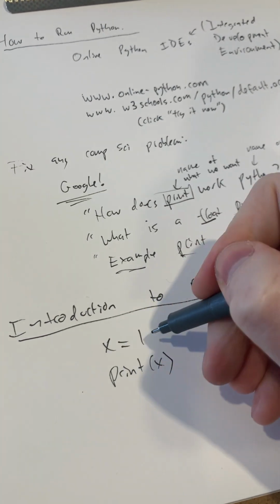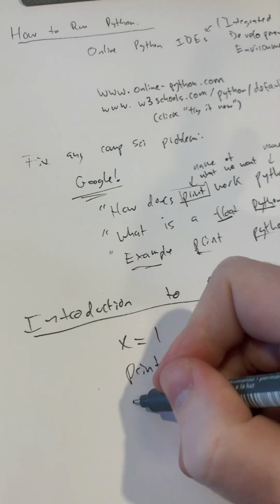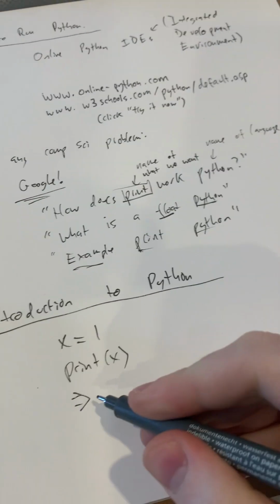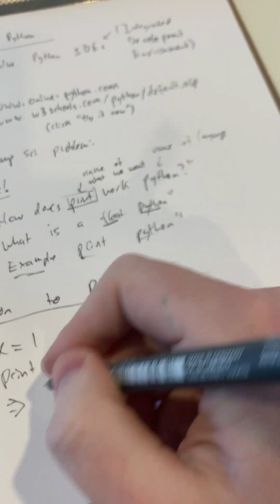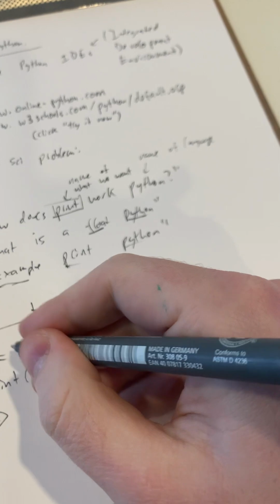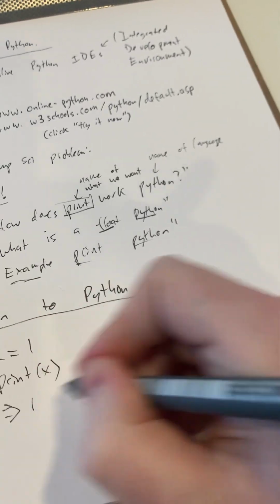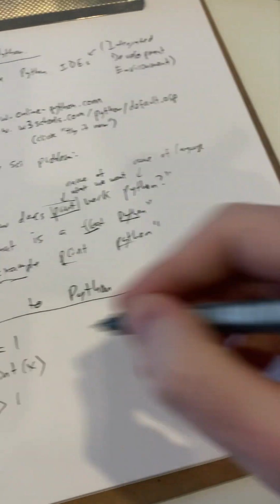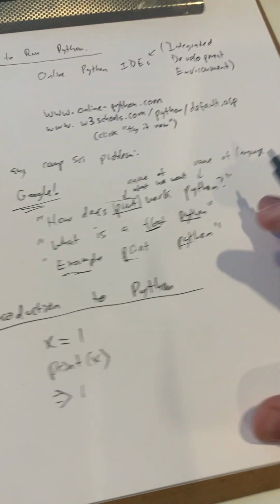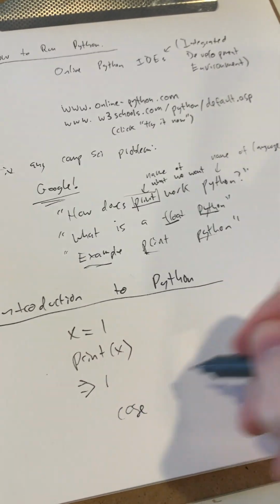So the actual output of the program, however, is very straightforward. We're going to signify our output always like this. X equals 1, print x, the output is going to be 1. Very simple. Or if you read this as an I, the output will be I. Case matters a lot.